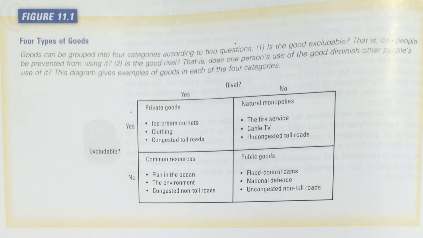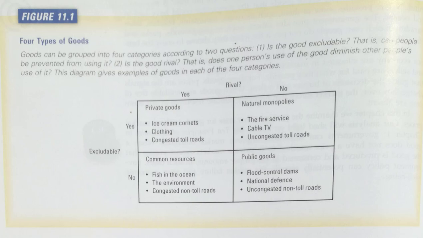So what are excludable goods? For example, private goods like clothes, ice creams, or natural monopolies like the fire service, cable TV. And goods that cannot be excluded, like common resources, fish in the ocean, the environment, or public goods like flood control dams or national defense.